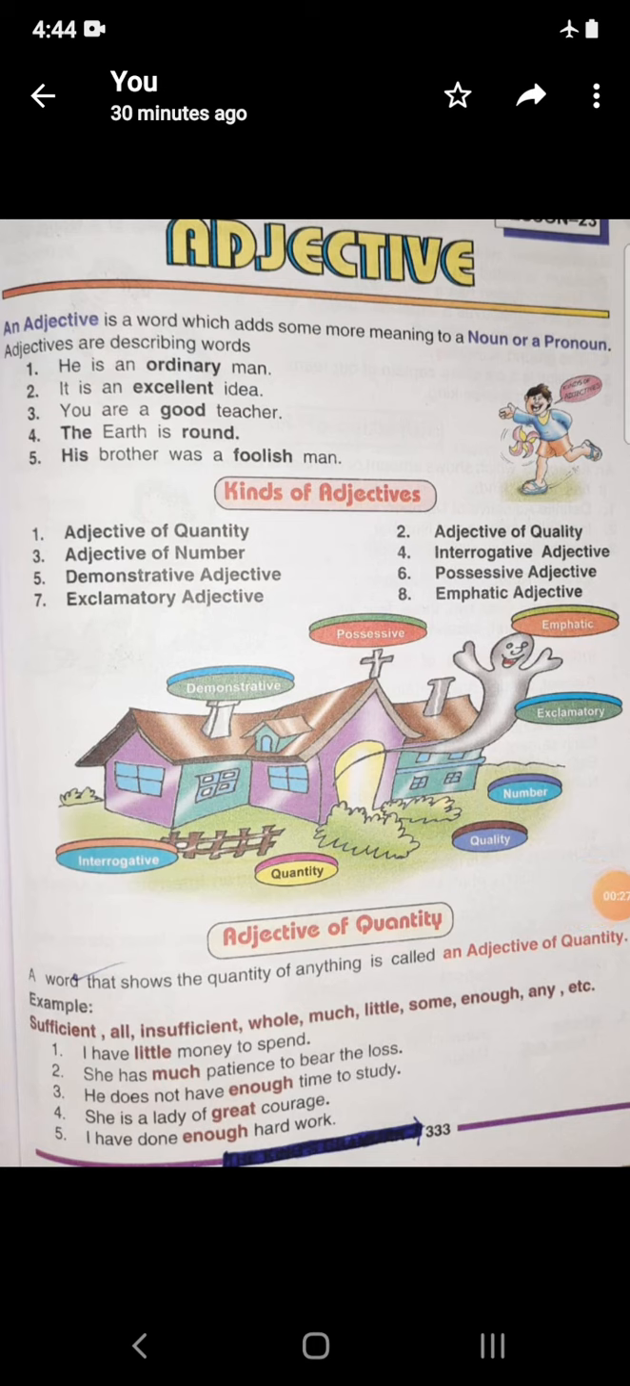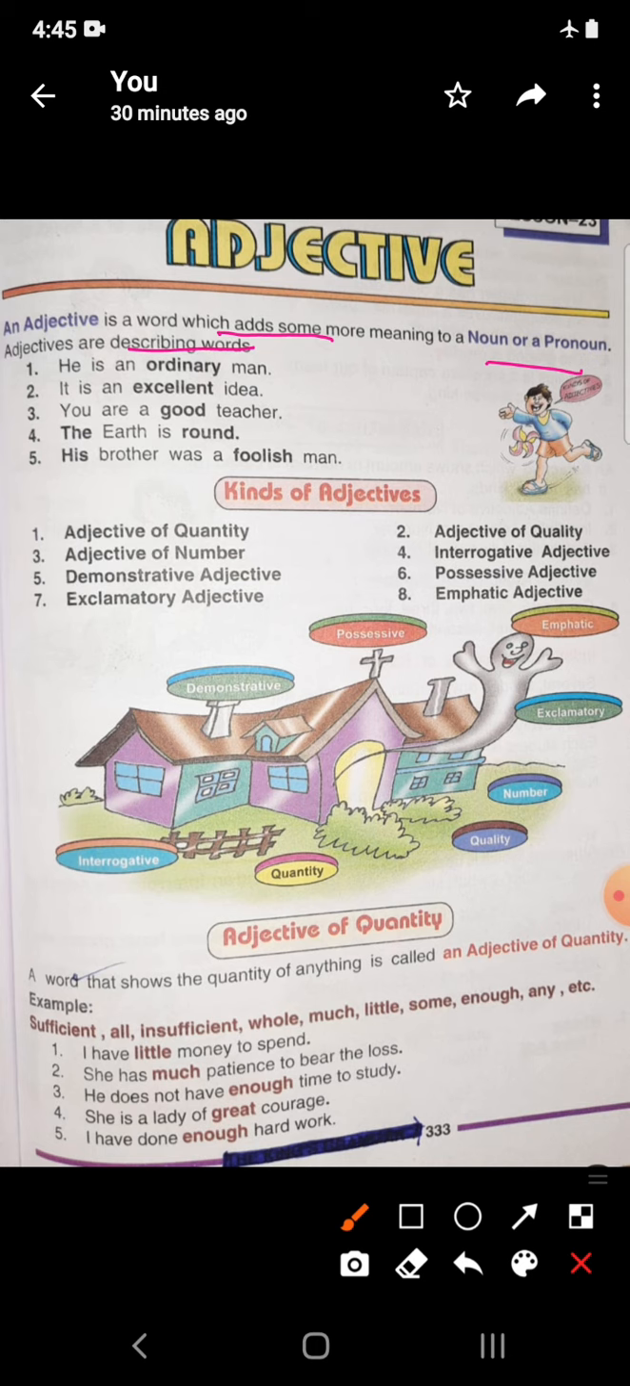So first of all, the definition of adjective. There are many ways you can define adjective. One definition given here is, an adjective is a word which adds some more meaning to a noun or pronoun. Adjective jo hai, noun ya pronoun ki meaning mein mazid kuch addition karta hai. It adds something to the meaning of a noun or pronoun. And adjectives, we know they are describing words. They describe the nouns, how nouns are, how a thing is. So they describe the nouns, modify the nouns.